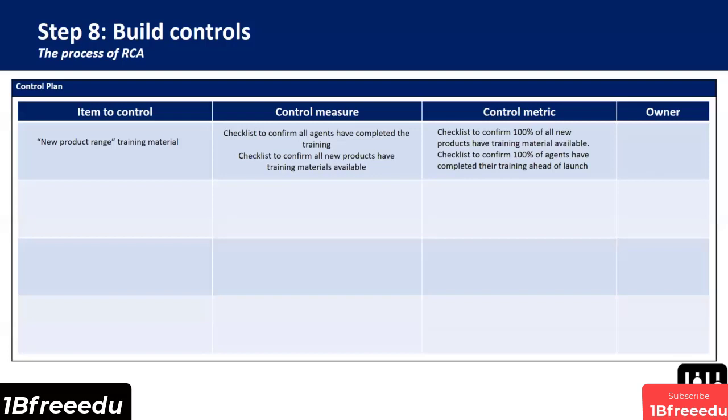The metric here is that the checklist is to confirm that 100% of all new products have training material available and 100% of agents have completed their training ahead of the launch. So before you can launch that new product, each checklist needs to have 100% complete to show, yes, there's training available and yes, the training has been completed. Now, of course, to do this, you can have someone like a manager do this, HR do this, or you can have a technical team or a bot, right? You could have an automated solution to do this. So if it's a checklist, they go in, they complete the training, the bot checks, has the training been completed, has the training been built, is that plan there?